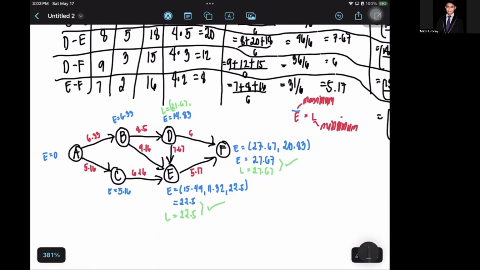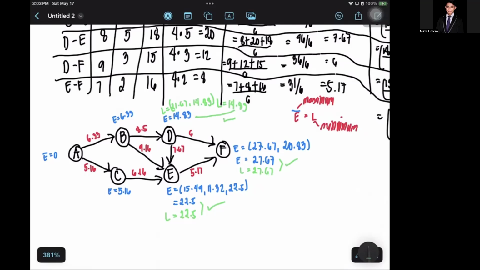Then afterwards, calculating this one here, 22.5, you have to deduct the 7.67 going to D, which is the previous node. That is 14.83. So our L here, we can choose 14.83, and this one is equal, so we can choose that path later on. So 14.83 is the L here.